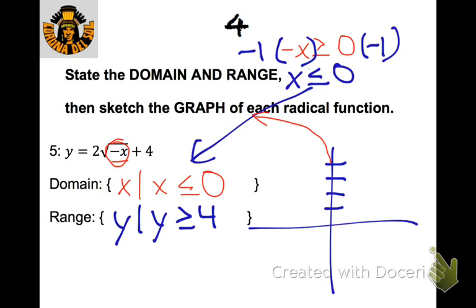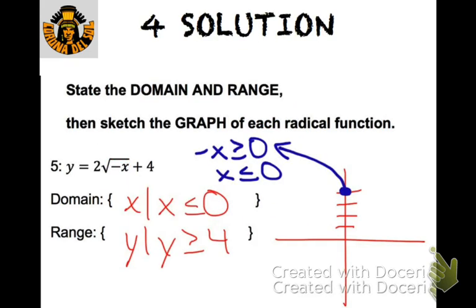All right, let me graph that one really quickly though too, just to be sure. Let's see. So 2 negative x plus 4. Yeah, so pretty decent. All right, next one.